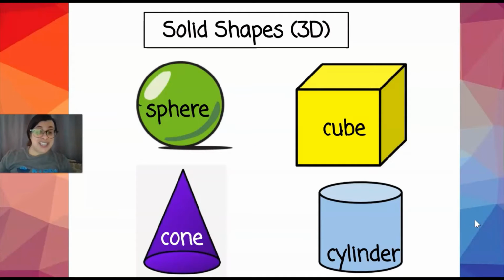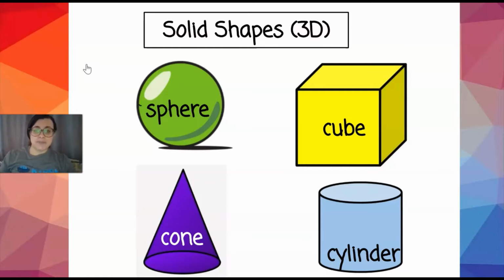These are our solid shapes. You're going to see solid shapes in objects around the room you're in, at home, in the store, anywhere you go, there are objects that have solid shapes. This solid shape is a sphere. We know an object has the solid shape of a sphere because it has all curves. There's no faces, there's no edges, there's no corners.